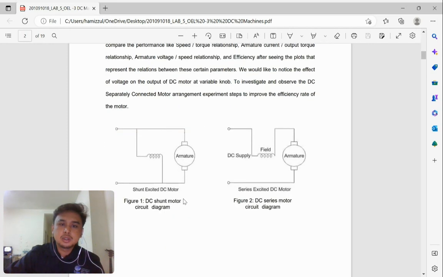So this is the diagram for the DC shunt motor, where the field connection is in parallel, and for the DC series motor the field is connected in series with the supply.